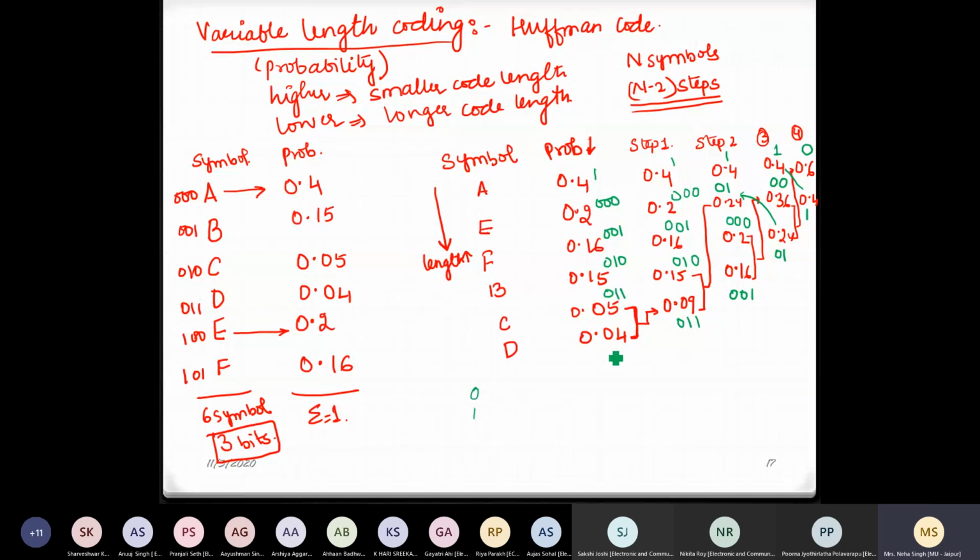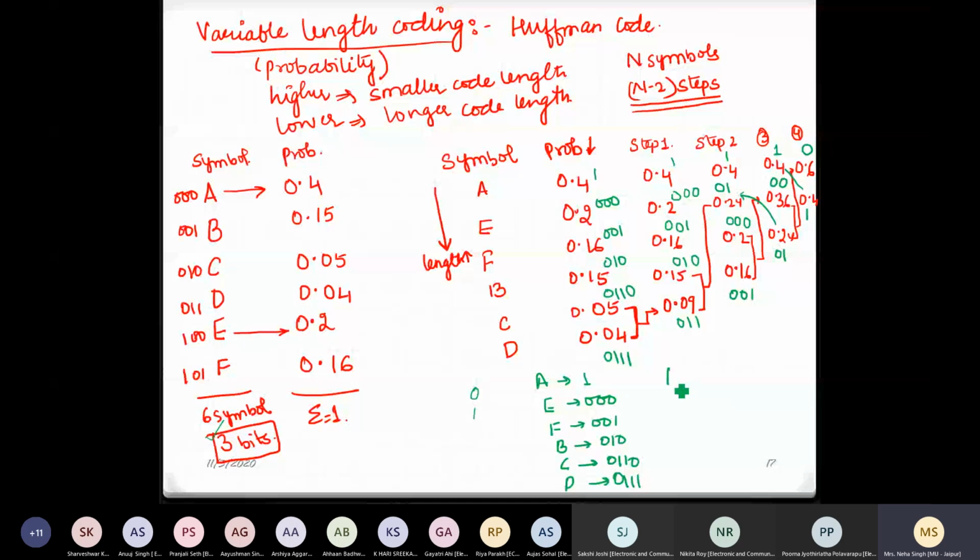So the initial code is 0, 1, 1 for both, and I distinguish between them by adding another bit. So what is my final code book I get? A, E, F, B, C, D. The code for A is single bit 1, E is 3 bit, F is 3 bit, B is 0, 1, 0, this is 4 bit, and this is also 4 bit, right? So it appears that I have to have 3 bits here, but I am having 4 bits here, so the compression must not have been achieved.